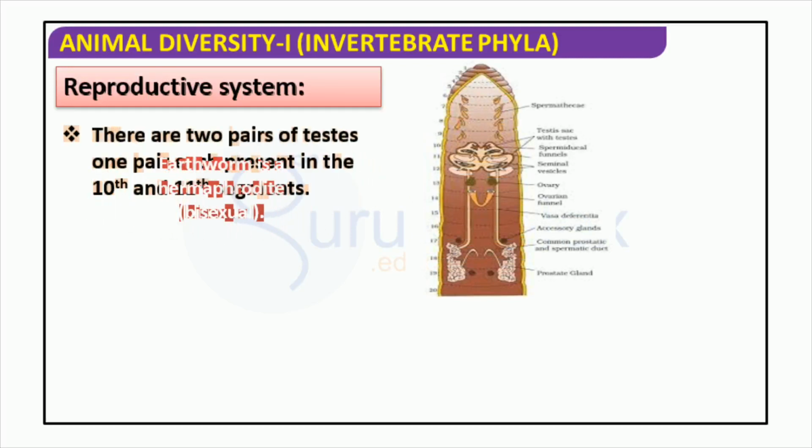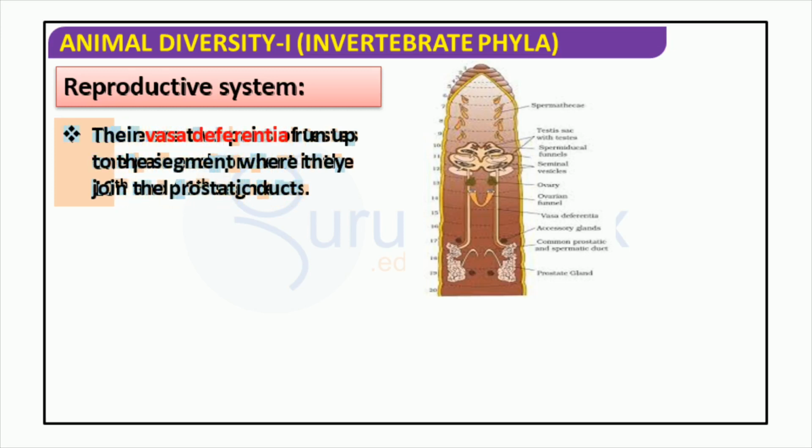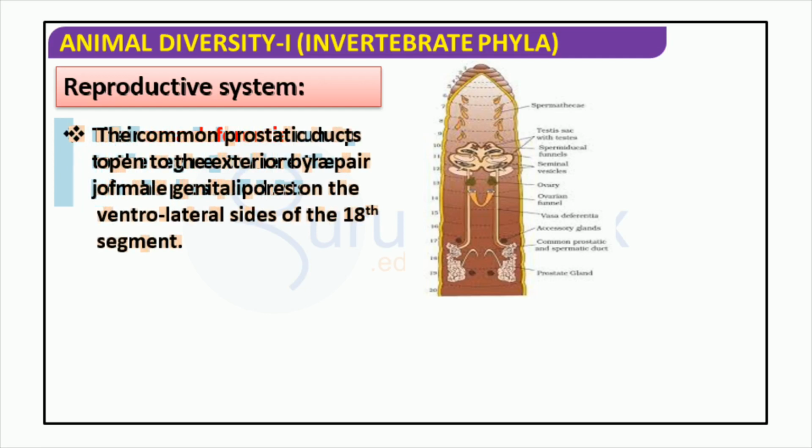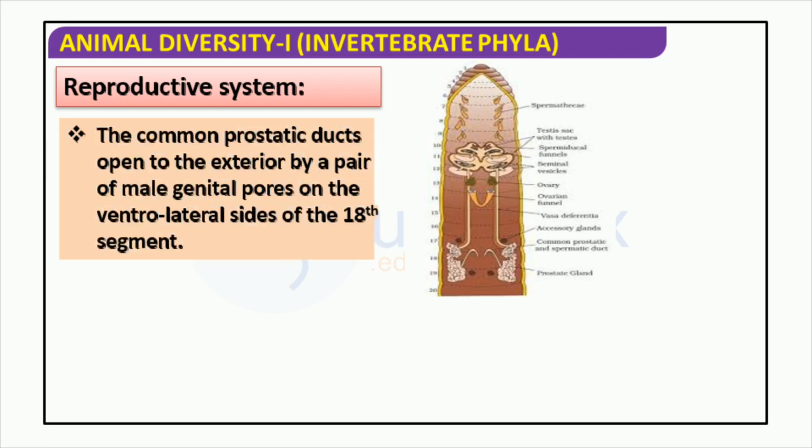On its 10th and 11th segments, 2 pairs of testes are present, as well as 2 pairs of seminal vesicles on its 11th and 12th segments. The vasa deferentia link these segments to the prostatic ducts, and the male genital pores are seated on the ventrolateral sides of the 18th segment. This sophisticated arrangement aids the earthworm in reproduction and gives a noteworthy example of an invertebrate phylum.